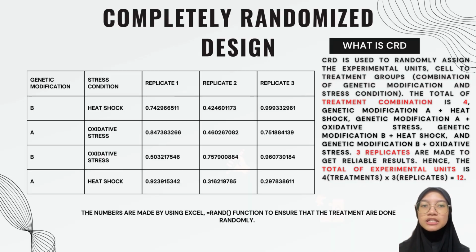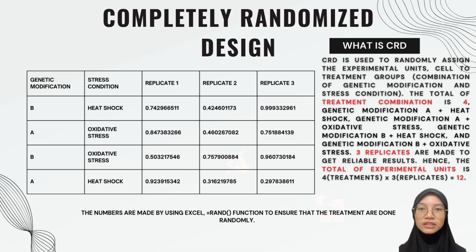What is completely randomized design and why do we use it? CRD is used to randomly assign the experimental units, which are cells, to the treatment groups, combinations of genetic modification and stress condition, to see the effect on protein expression. The total of treatment combinations is 4, which are genetic modification A plus heat shock, genetic modification A plus oxidative stress, genetic modification B plus heat shock, and genetic modification B plus oxidative stress. 3 replicates are made to get reliable results. Hence, the total of experimental units is 4 treatments multiplied by 3 replicates, which equals 12 experimental units.